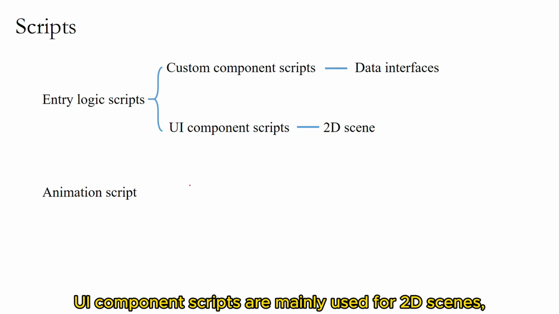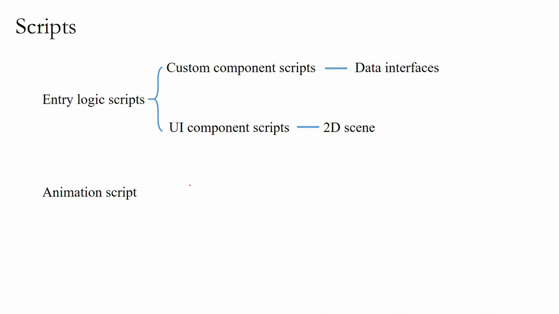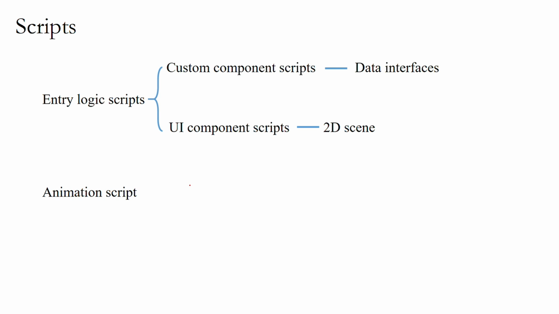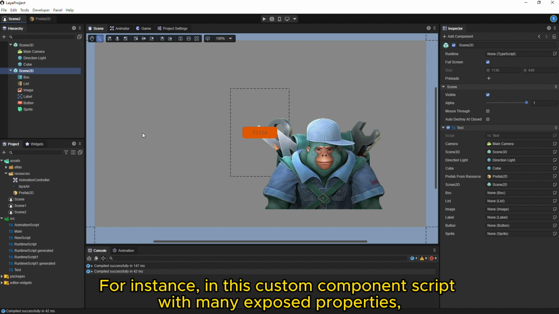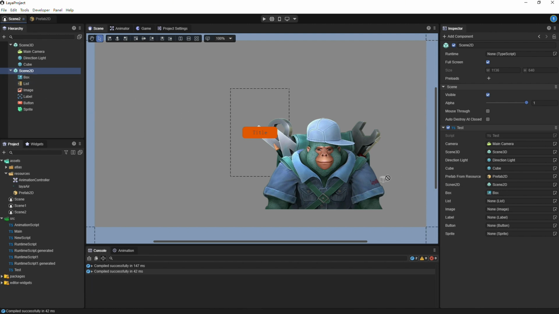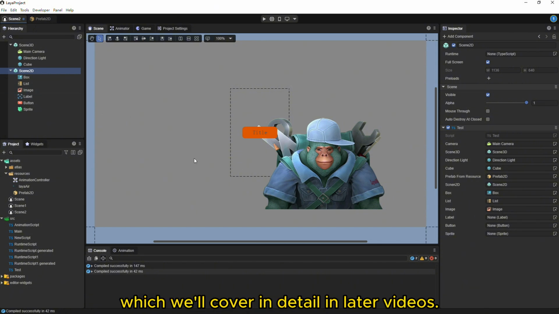UI component scripts are mainly used for 2D scenes, particularly when managing multiple nodes and when scenes need parameters passed upon opening. They can be used independently or in conjunction with component scripts. For instance, in this custom component script with many exposed properties, having to drag and add each node individually becomes very inconvenient. Using UI component scripts makes managing these contents much easier, which we'll cover in detail in later videos.